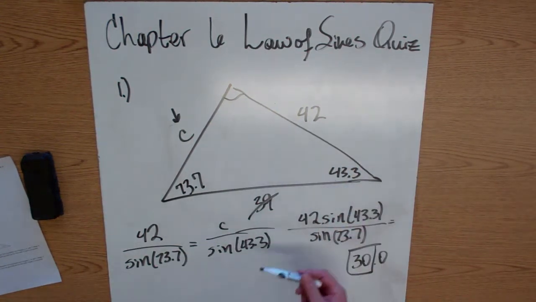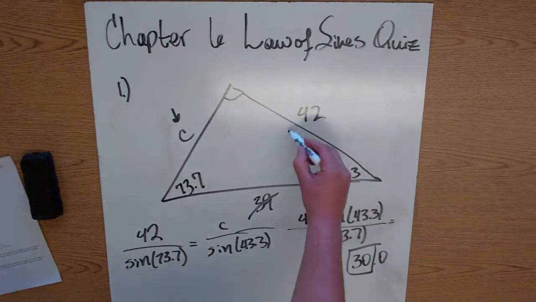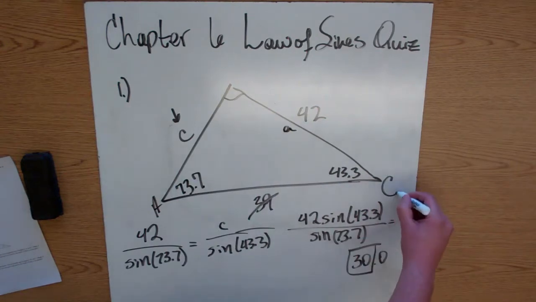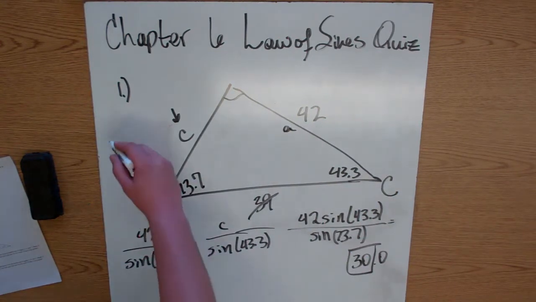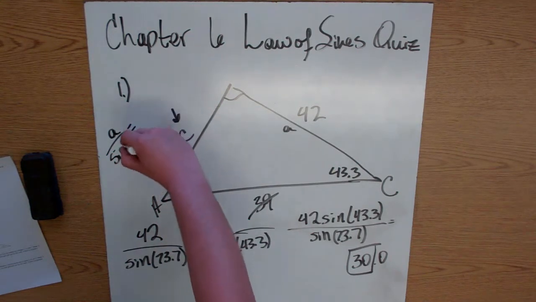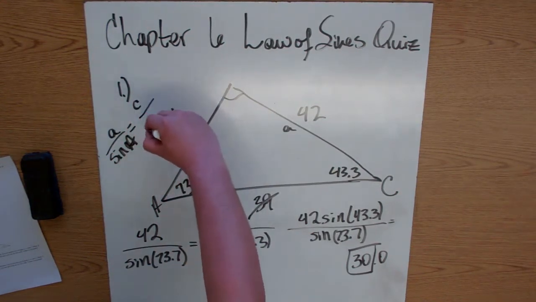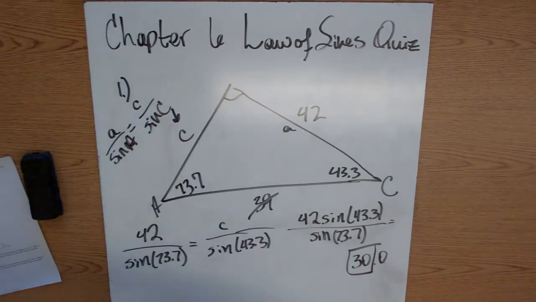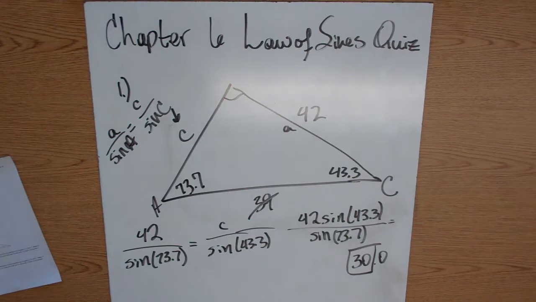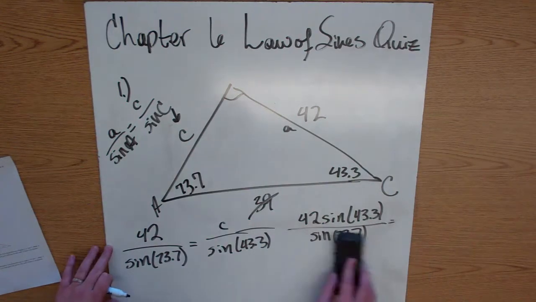So this one's just a simple law of sines. You can use this as little a if you want. This is big A. So it's little c, this is big C. And remember, it's just little a over the sine of A equals little c over the sine of big C. So, that's number one. Let's go on to number two.